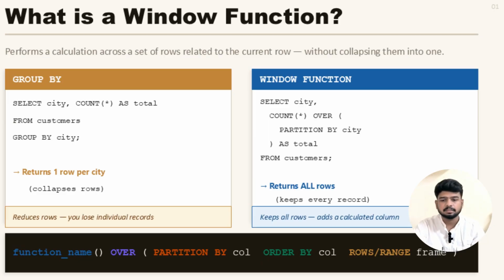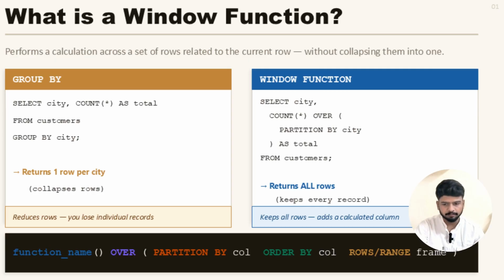Okay, so now let's start with what a window function is. Before we write any code, let's understand the difference between GROUP BY and a window function. GROUP BY, as we have already seen, collapses the rows. If you use GROUP BY on a city, you will get one row per city, so individual records are gone. You can't see where Rahul is now. We get only the total of Mumbai city, only the Mumbai total, nothing else.